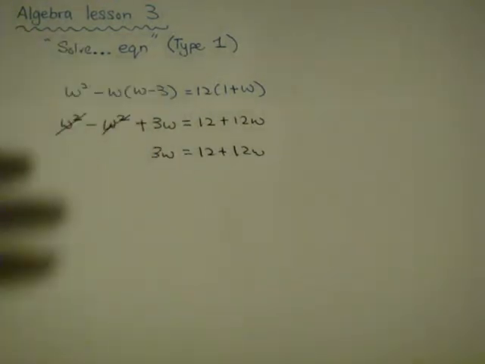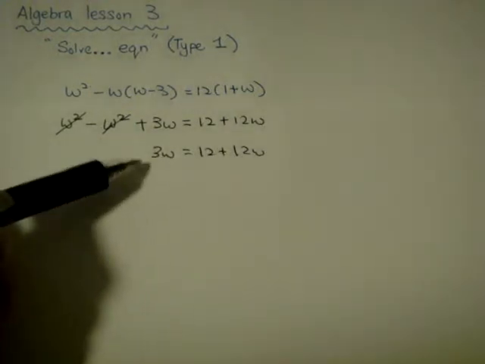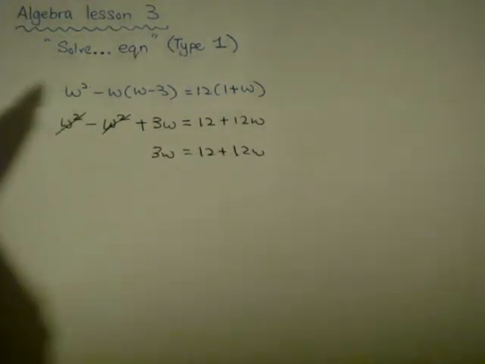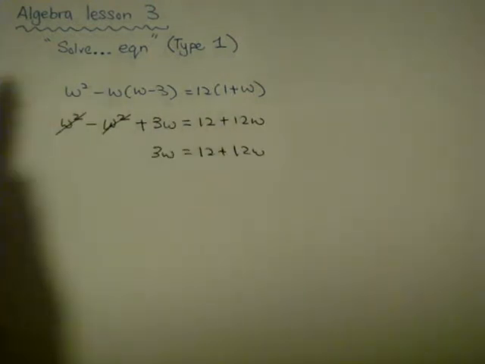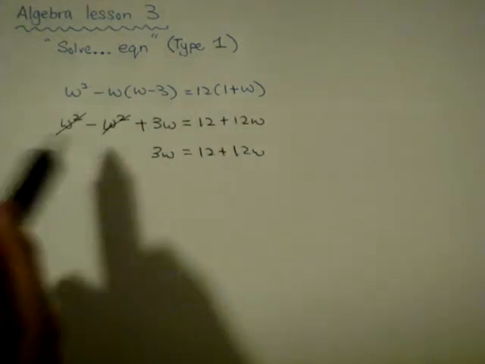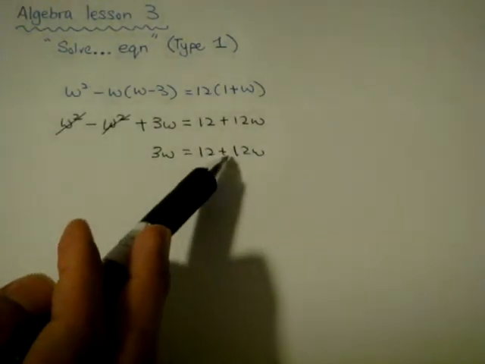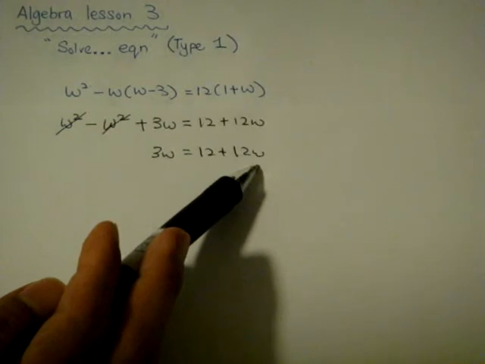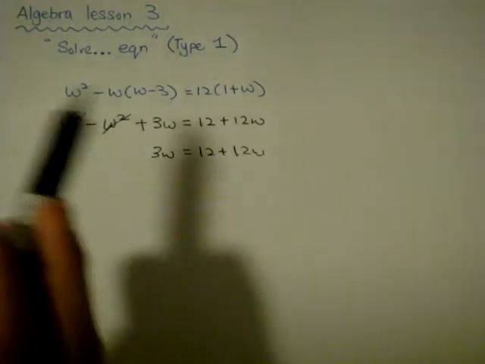After this, what do you need to do? Very simple. Try to make your alphabet on the left hand side. Without alphabet, right hand side. Left hand side must be alphabet. So you don't want this plus 12W. So you don't just bring it over and say it's negative.